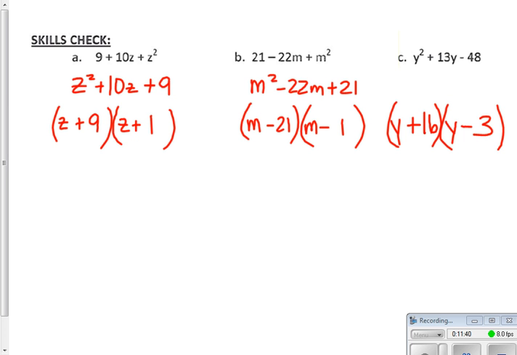This concludes lesson 35, trinomial factoring when a equals 1.